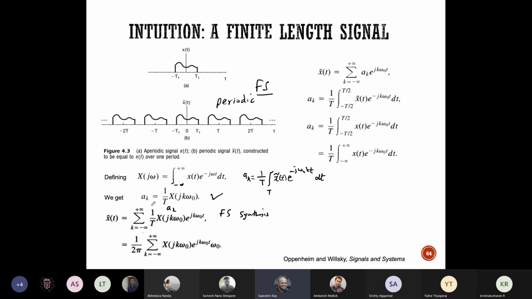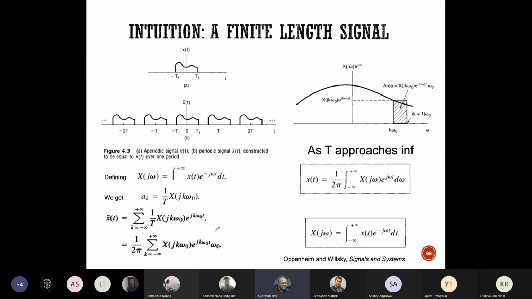Okay, and then all I have done here is divided by 2 pi and multiplied by 2 pi. So I do 1 by 2 pi here and a 2 pi here, and note that 2 pi by t is just omega naught. So I just put that here. Okay, and now what I want you to think of is what is this whole expression as omega naught becomes smaller and smaller. Okay, and that is what we are doing here.